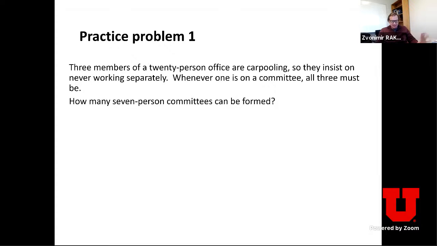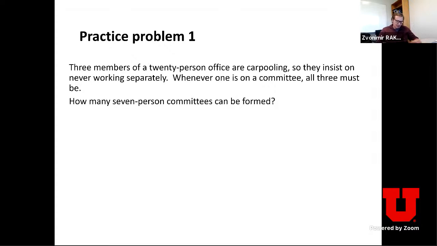We don't distinguish between committee members, so the order doesn't matter. And there is also no repetition because we can't put the same person twice into the committee. So we're going to use combinations. Now we have to be careful about this problem, so there are 2 cases here. Either these 3 members are on a committee or they're not on a committee.